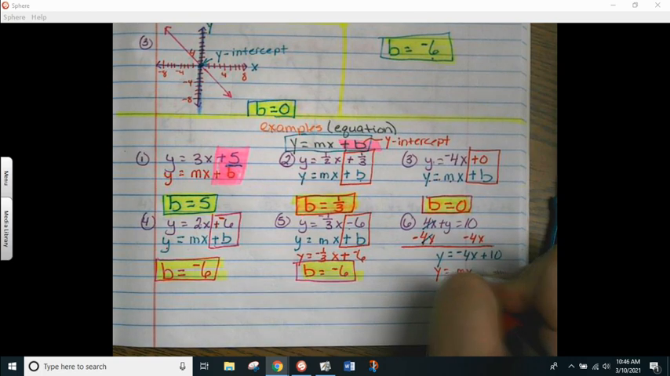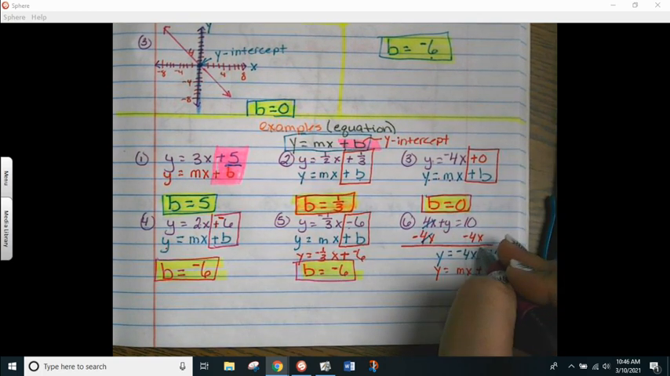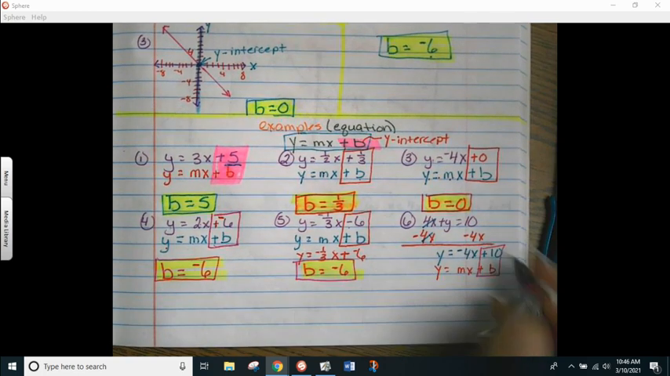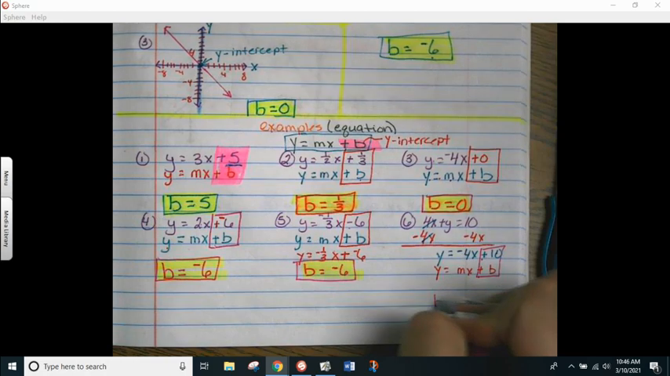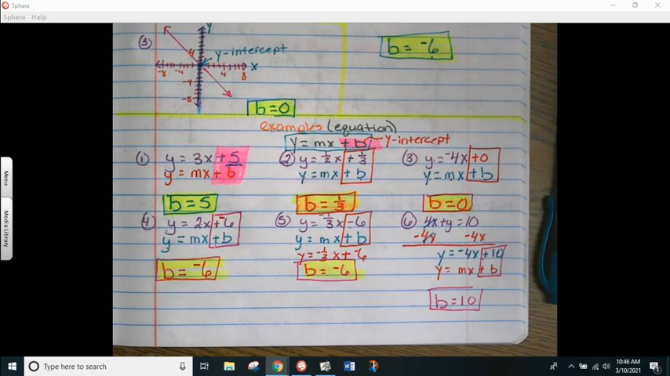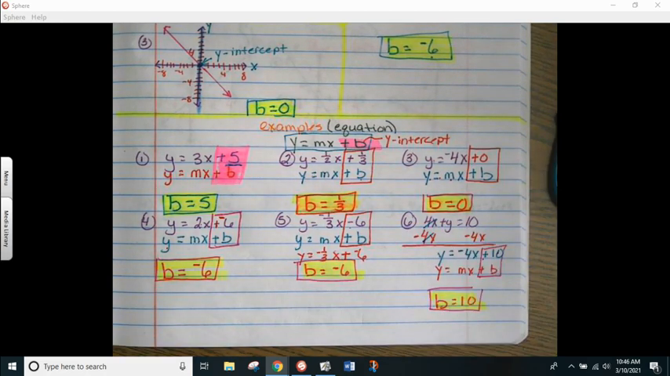y equals mx plus b. And I don't even have to change anything else because it is in addition form. Perfect. And the number above the variable b is 10. So that means this linear equation crosses at positive 10 on the y-axis. So that's all you're doing is identifying. I want you to identify the y-intercept.